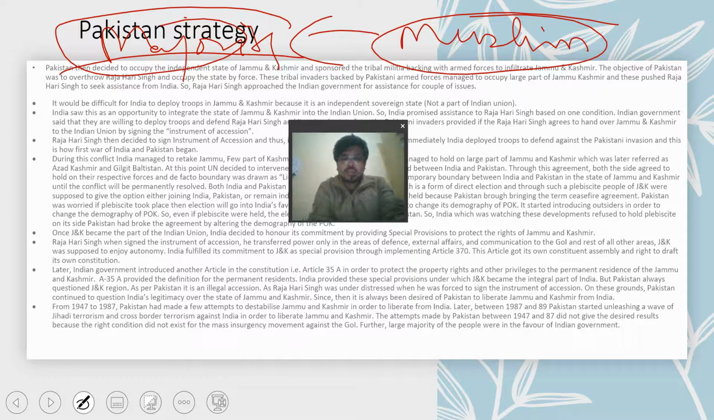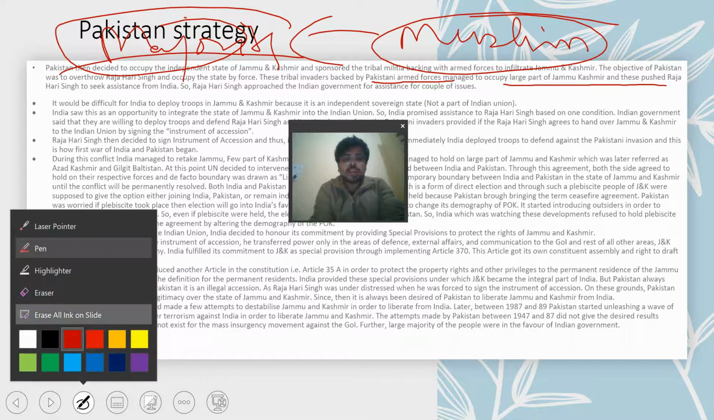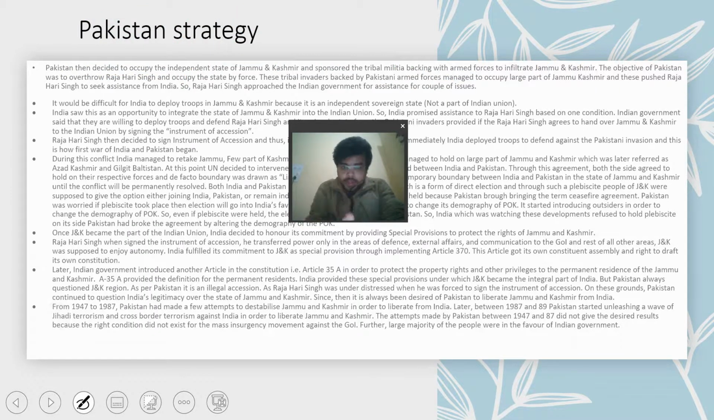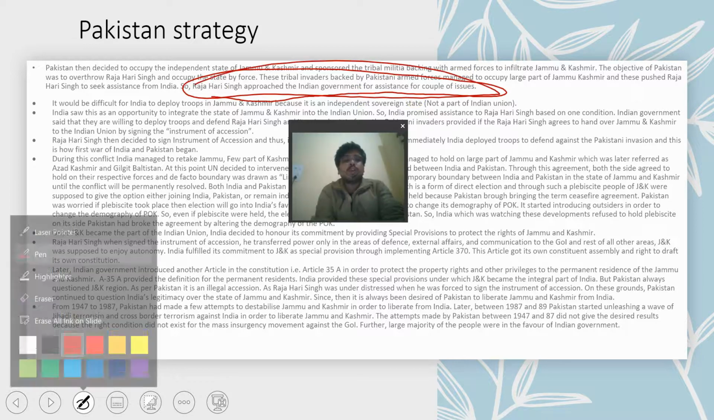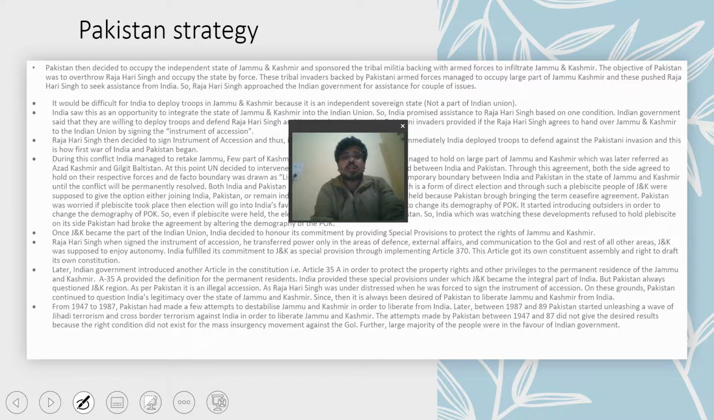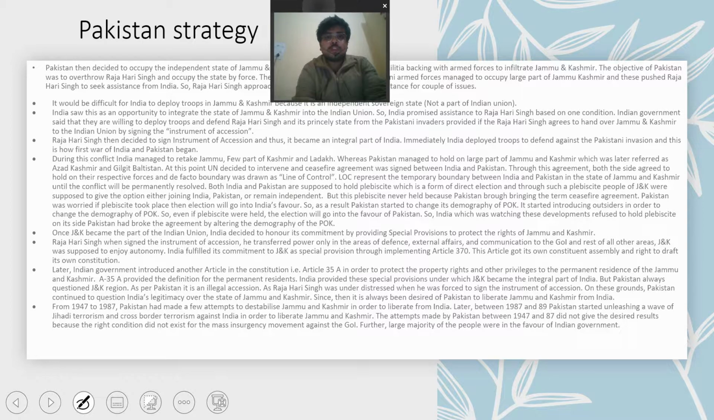Okay, so these tribal invaders, backed by the Pakistan armed forces, managed to occupy a large part of Jammu and Kashmir, and this pushed Raja Hari Singh to seek assistance from India. So when Pakistan entered, it forced Raja Hari Singh out of the region. Then Raja Hari Singh didn't have any option. He came to India to ask for assistance. It was not the Indian government that approached him, it was Raja Hari Singh himself who came to the Indian government.